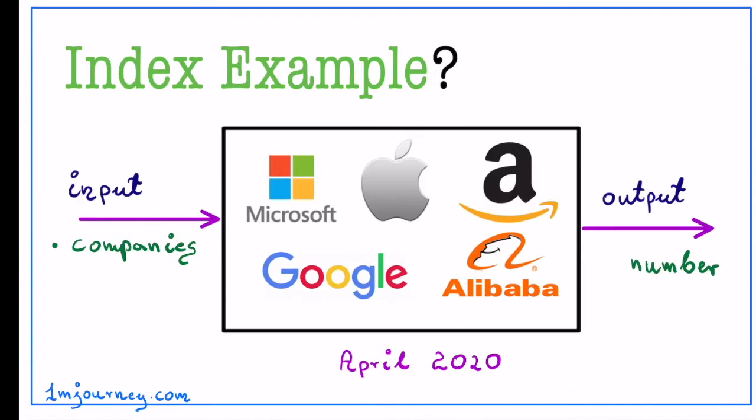Now, if I run through, for example, early April 2020, and take the 5 biggest companies in terms of value, you will find Microsoft, Apple, Amazon, Alphabet, and Alibaba amongst those 5. And my index is only going to take in those companies. It's going to exclude everything else.